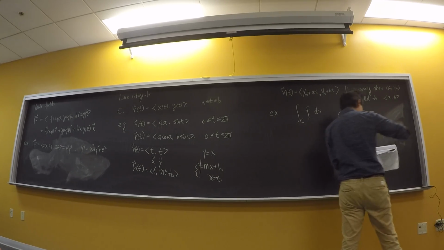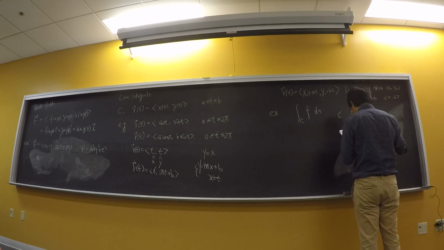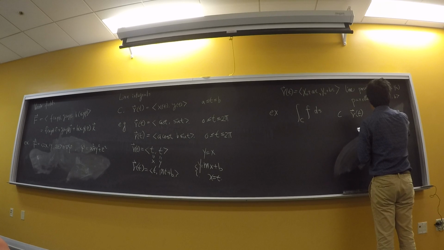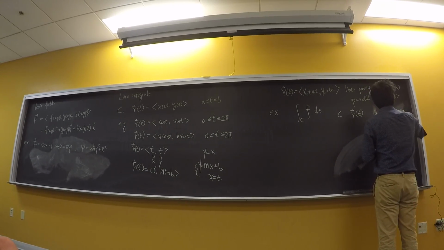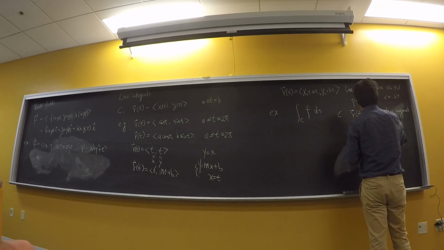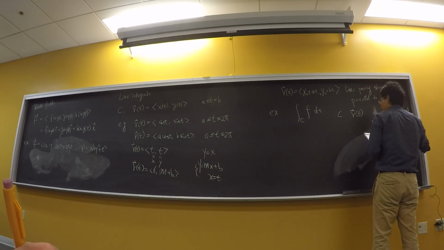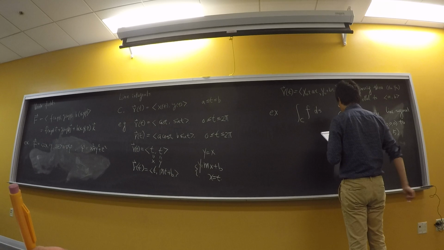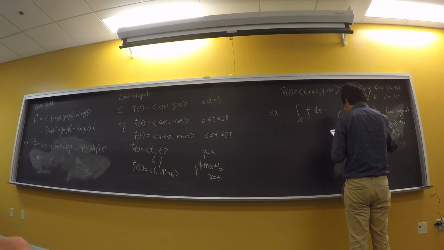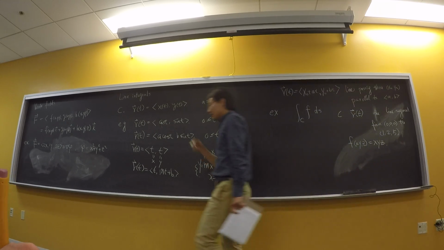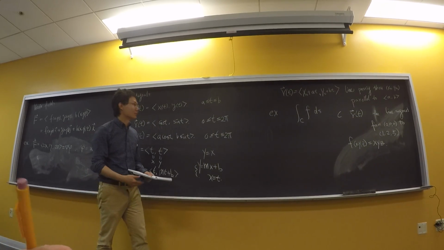So if I have a vector field, a curve which is the line segment from 0, 0, 0 to 1, 2, 5, and also my f of x, y, z is equal to x times y times z. Okay? So I want to compute the line integral.